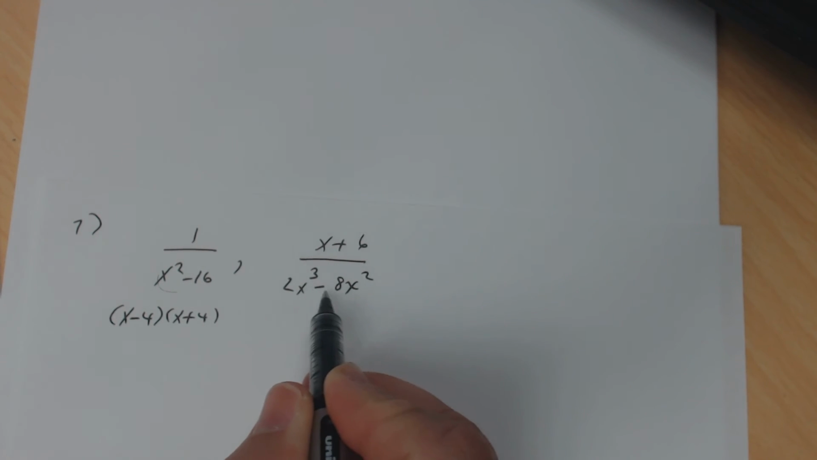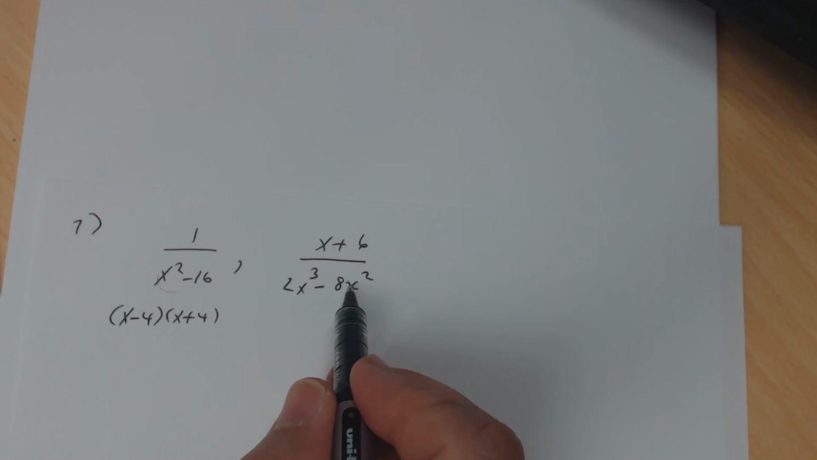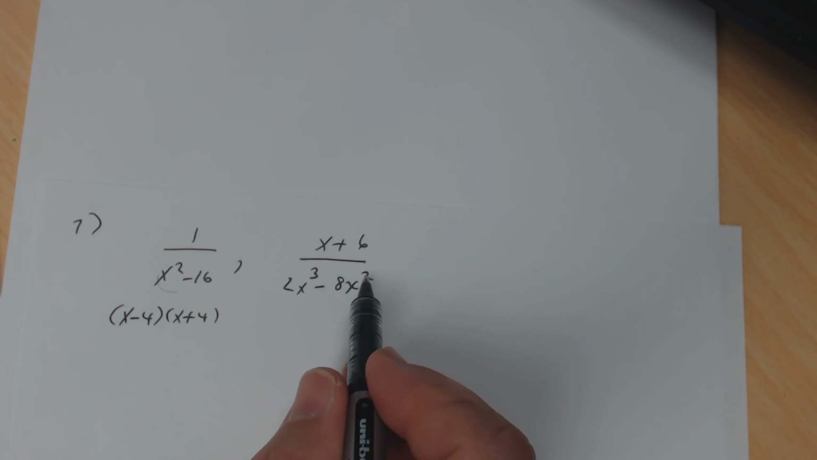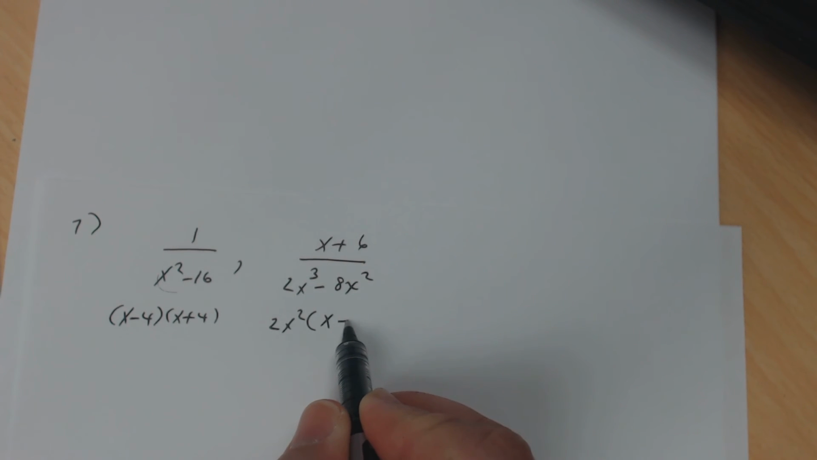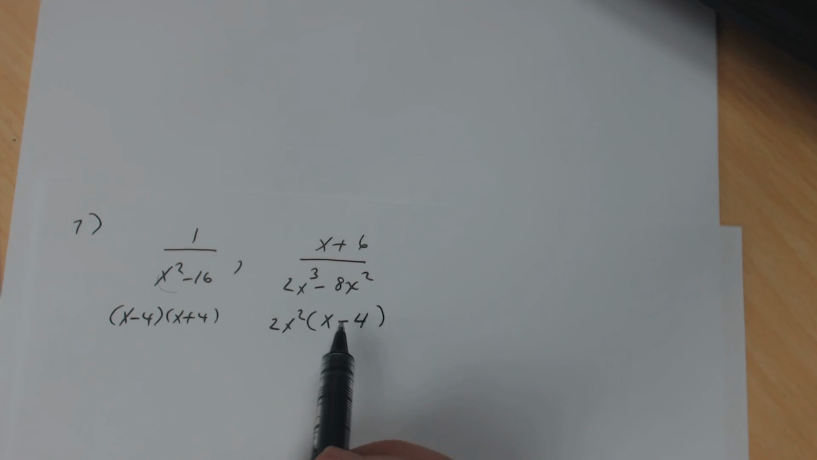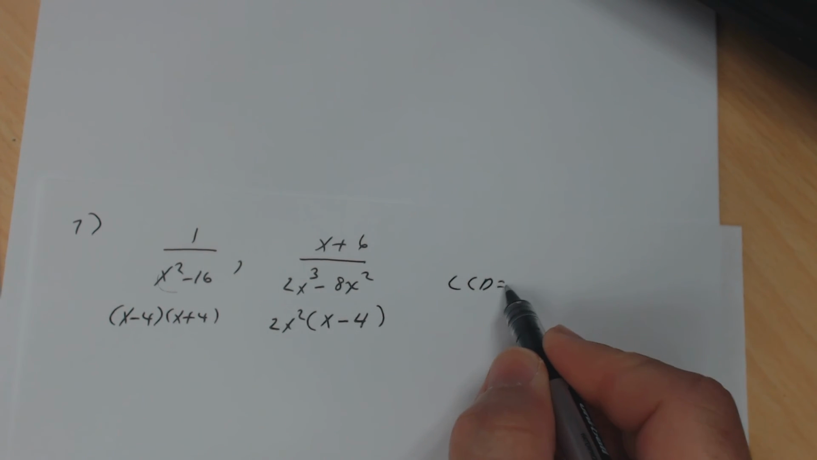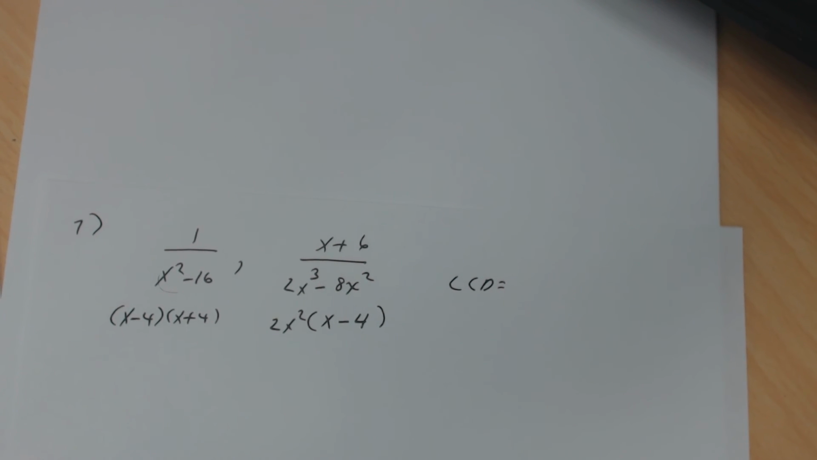Over here, the GCF will be 2x squared. So when you factor out the 2x squared, you're left with x minus 4. 2x squared times x is 2x cubed. 2x squared times a negative 4 is a negative 8x squared. All right, let's find the GCF. I'm sorry, the least common denominator.